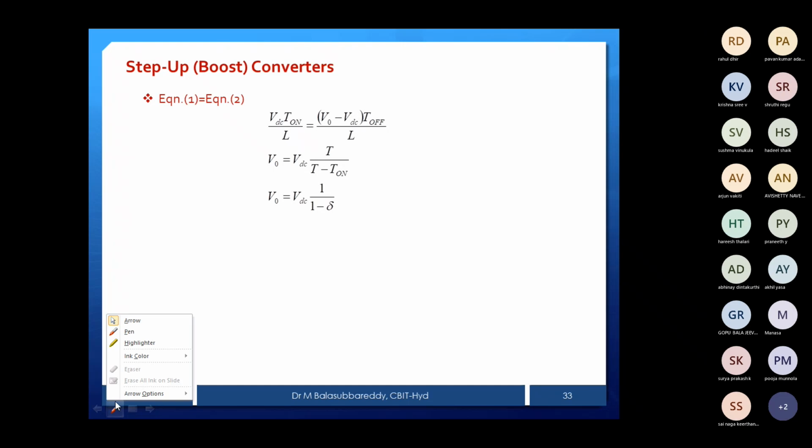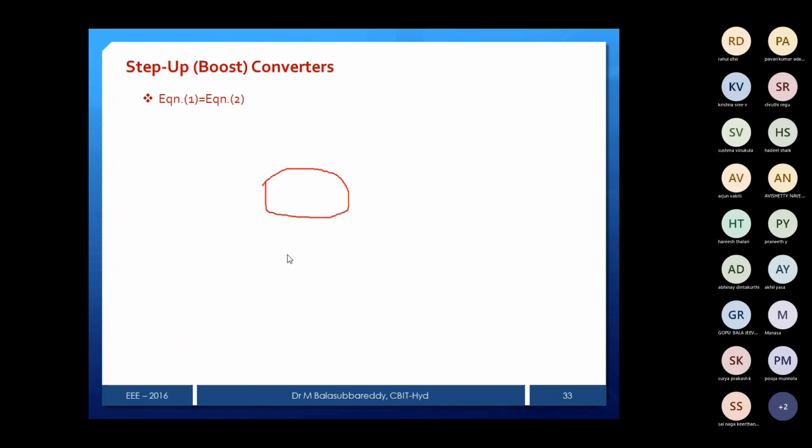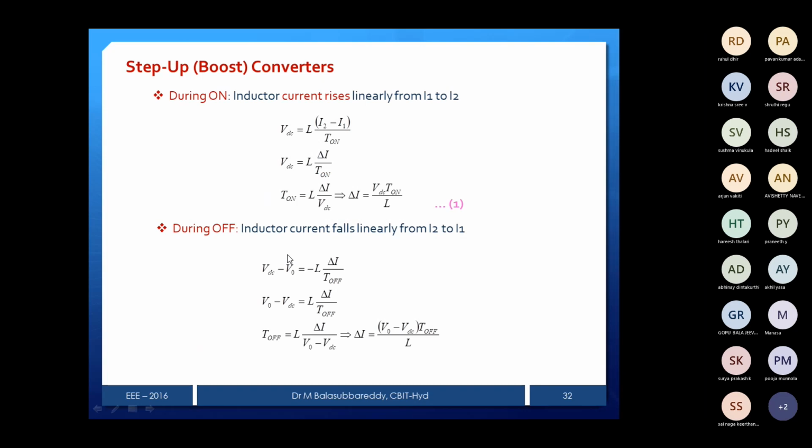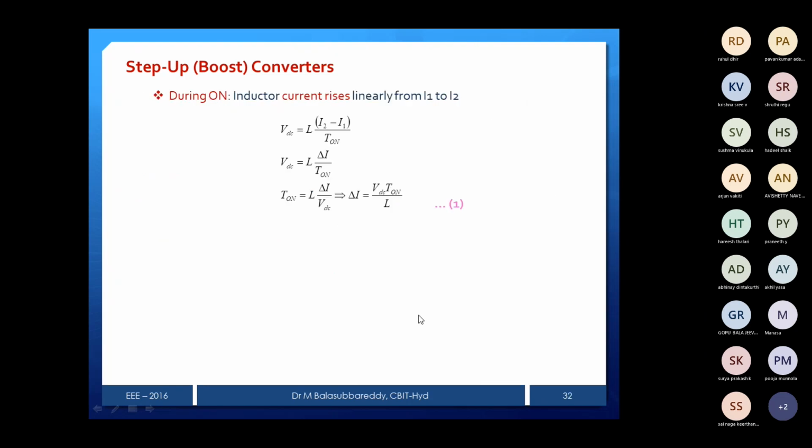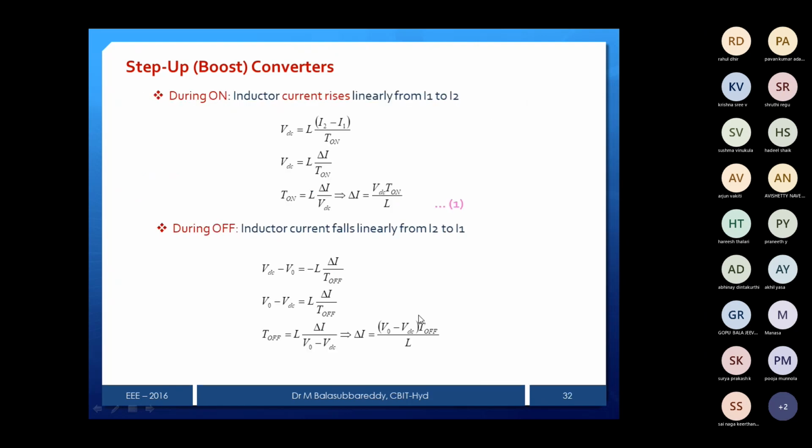So now V out is equal to, this is another way of deriving V out is equal to VDC into 1 by 1 minus D. What I did is, either you can get T on is equal to something from the delta I, and here also off duration delta I, equated these two, will get V out is equal to VDC by 1 minus D. Here also I did the same thing. See that V out is equal to VDC into 1 by 1 minus D. This way also you can do, or this way also you can do. Anyone is sufficient, no need to use both in the exam.